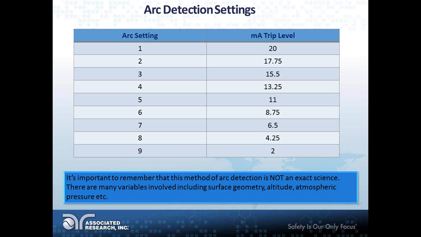But it is important to remember that this method of arc detection is not an exact science. There are many variables involved, including surface geometry, altitude, atmospheric pressure, and other environmental factors that can affect the arc detection readings or failures significantly. So it is very important to know that this is not an exact science, and that is why there are hardly any standards that call out for measuring for arcing.